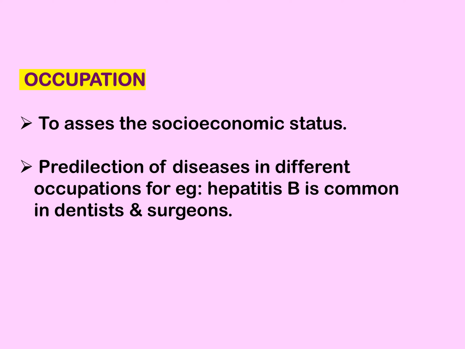Next is the occupation. It tells about the socioeconomic status of the patient. Also, certain diseases are more common in some occupations. For example, dentists and surgeons are at high risk of acquiring hepatitis B.